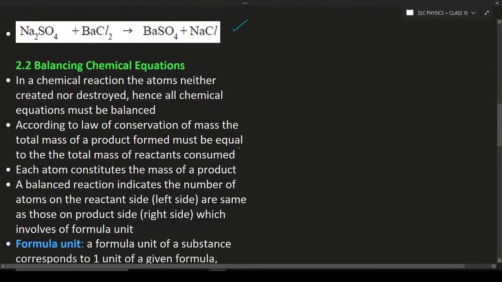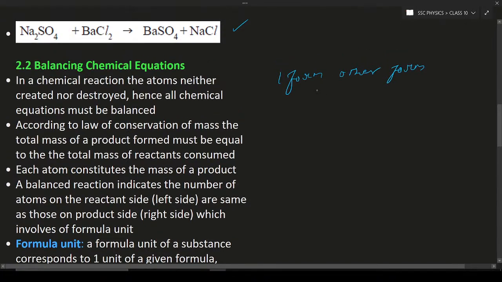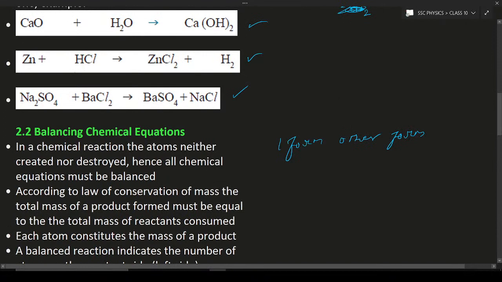Next is balancing a chemical equation. In a chemical reaction, atoms are neither created nor destroyed, meaning no new atoms will be produced and no atoms will get destroyed or disappear during the chemical reaction. So what is happening here? The atoms change from one form to another form. For example, here you can see zinc plus HCl. When they react, what will form? There is a formation of zinc chloride. Hydrogen from the hydrochloric acid is going to turn into gas and enter the atmosphere.